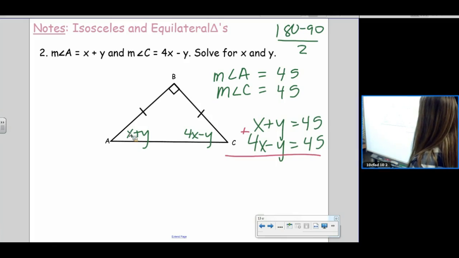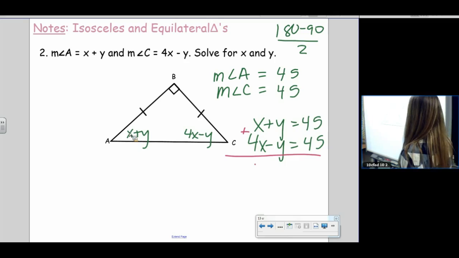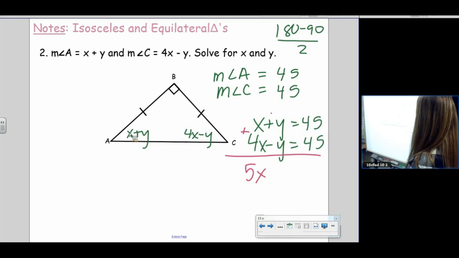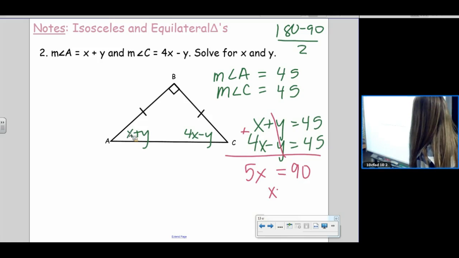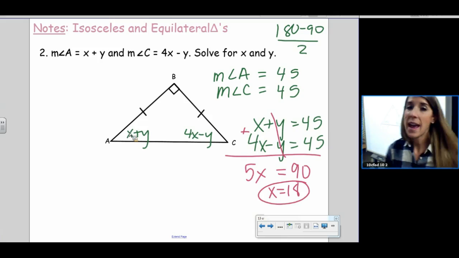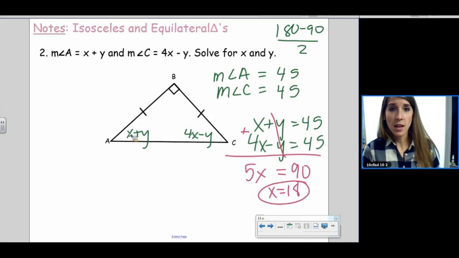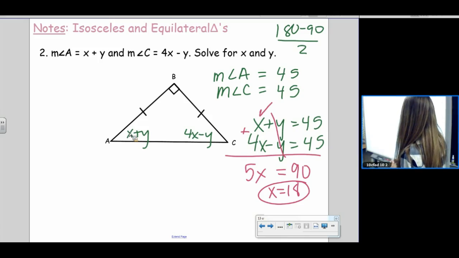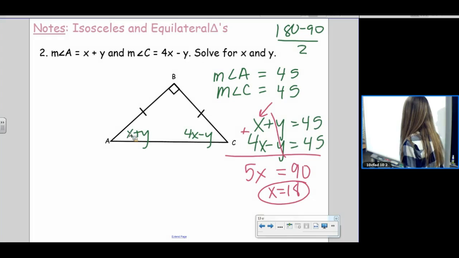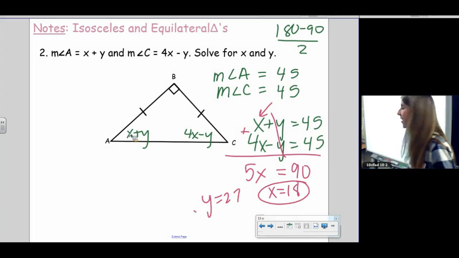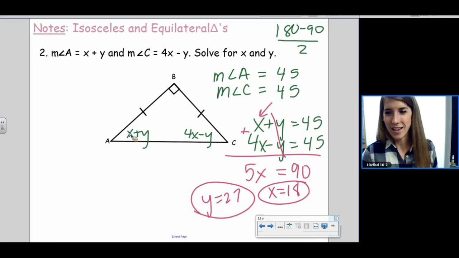So if I add these together, this should look familiar. X plus 4x is 5x. Our y's cancel. And 45 plus 45 is, of course, 90. 5x equals 90. So then we divide by 5, and we get x is 18. Once we have x, you may plug it into either formula that you want to find y. I would plug it in right here. 18 plus y equals 45. So we just do 45 minus 18, and y is 27.